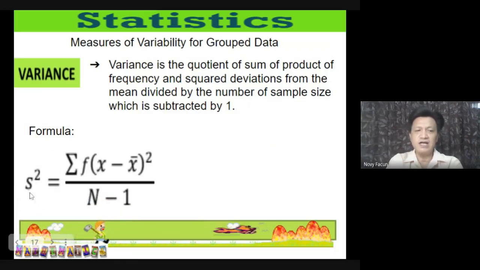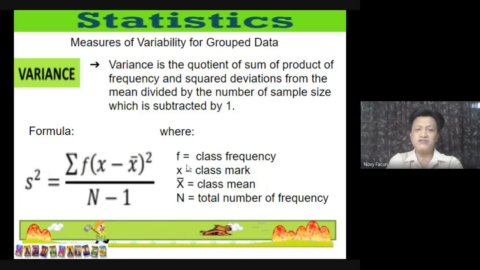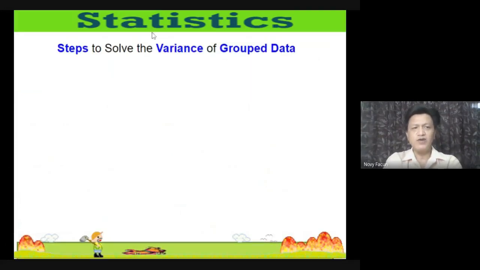Okay, this is the variance symbol. And okay, paano basahin ito? Meaning to say, the summation of the product of the frequency and the square deviation divided by n minus 1. So f is the class frequency, x is the class mark, x bar the class mean, and n is the total number of frequency. With that, we have the steps to solve the variance of group data.